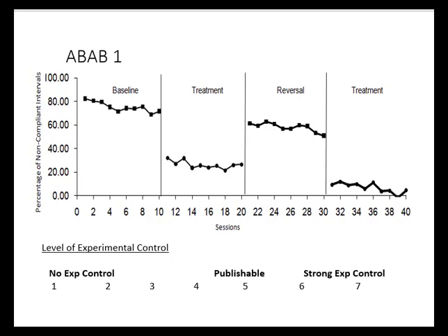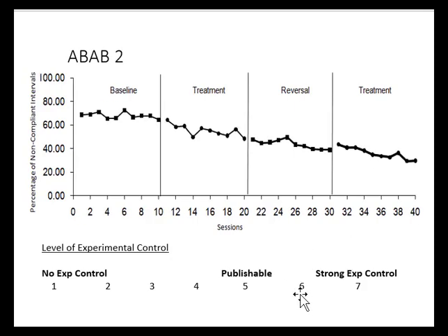I would call this one a 6. I see high level in baseline. The treatment shifts to a low level. We reverse that treatment, and it shifts to a moderate level. We reintroduce the treatment, and we shift to a low level. So let's rate that one as 6. There's fairly strong experimental control.